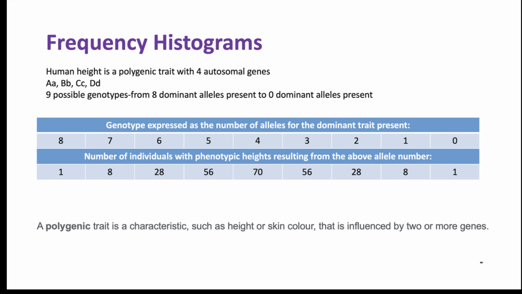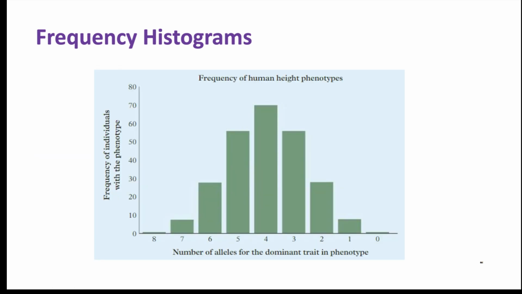So the people on this side are going to be the tallest, and these people are going to be the shortest. And this is the ratio of the phenotypes expressed by the number of dominant alleles present, and this is the number of each of those. As you can see, it's kind of like a bell curve, and we can see that in a frequency histogram. So we've just transferred that information onto a histogram, and we can see that it's a bell curve. On the y-axis, we've got frequency of individuals with that phenotype. On the x-axis, we've got the number of alleles for the dominant trait present, so 8 down to 0.